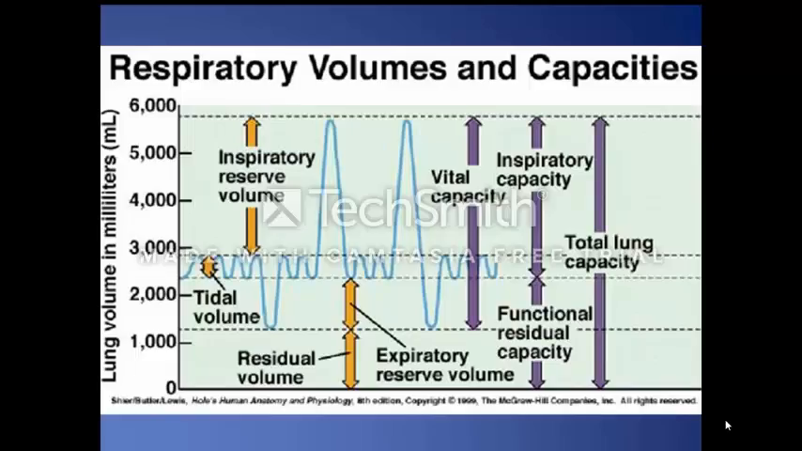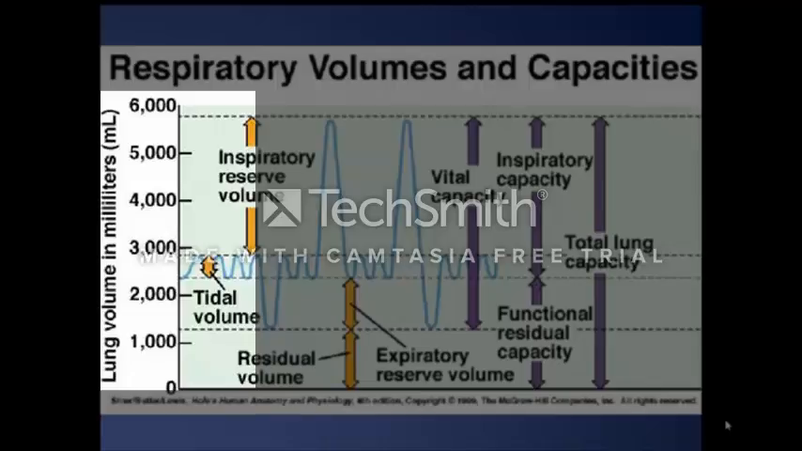This diagram looks very busy, and I do appreciate that. However, we're going to go through each of these in turn, and I'll refer back to it during the session. The first measurement on this that we've already discussed is the tidal volume. So this is the smallest of these arrows, and it refers to the normal relaxed breathing that we do subconsciously.